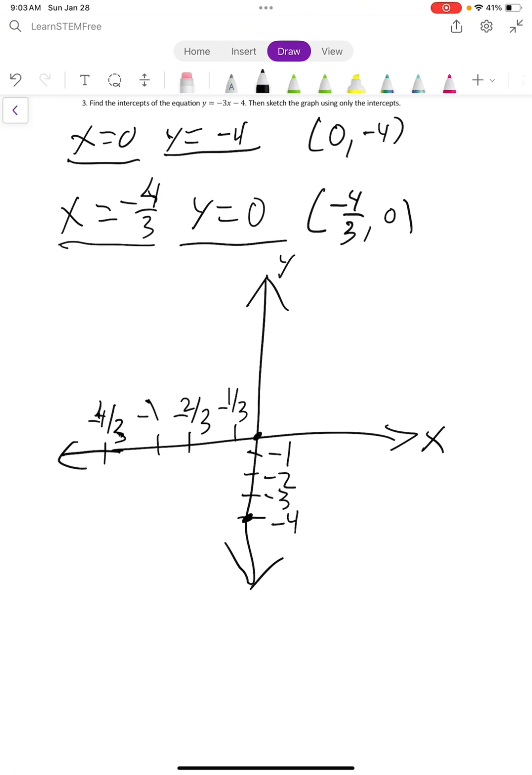Then we have the x-intercept, which is negative 4 over 3, comma 0. So we have that value right here, negative 4 over 3, and then the y value is 0, so it's just directly on the line. So we have our 2 points plotted. What we're going to do is connect them. And that is going to be your graph for that equation, y equals negative 3x minus 4, using both of the intercepts to graph it.